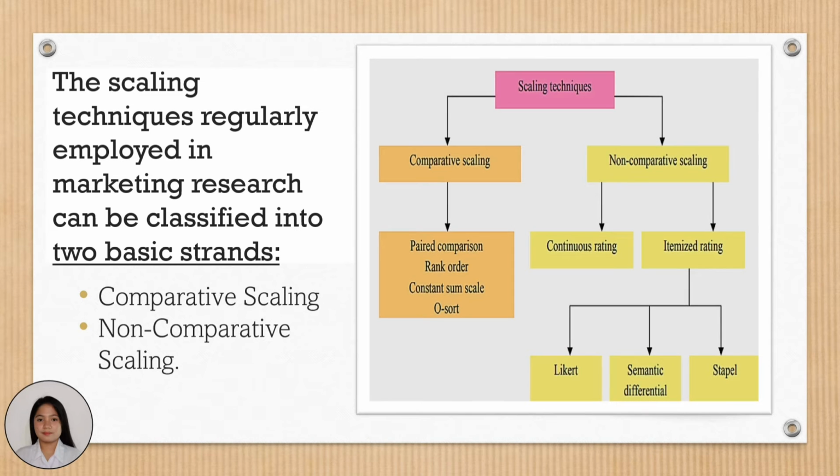And there are several techniques which are used in building comparative scales such as paired comparison, rank order, constant sum scale, and Q-sort. Makikita naman yon sa figure 5.1.